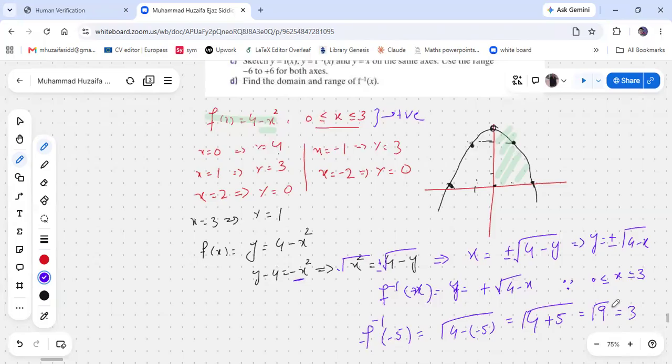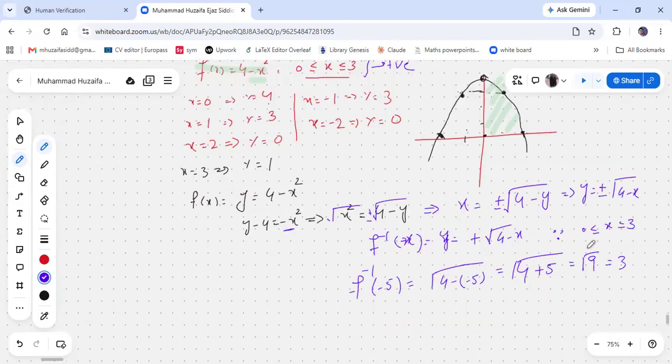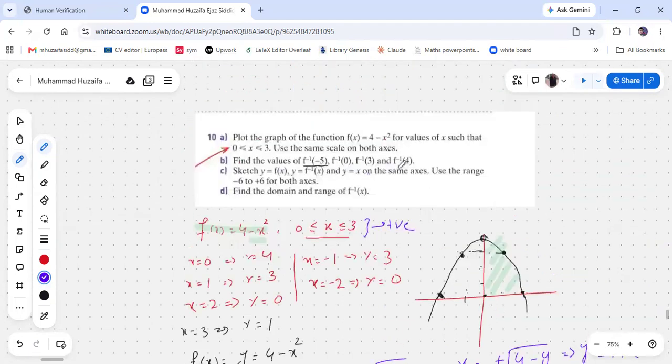Okay. So any confusion regarding this part? No, sir, no confusion. Okay. So the rest of the parts are the same. You can replace x is equal to 4. Here you replace x is 3. Here you replace x is 3. Okay. And sketch y is equal to f of x, and y is equal to f inverse of x, and y is equal to x on the same axis. Use the range of minus 6 to 6 on both axes.